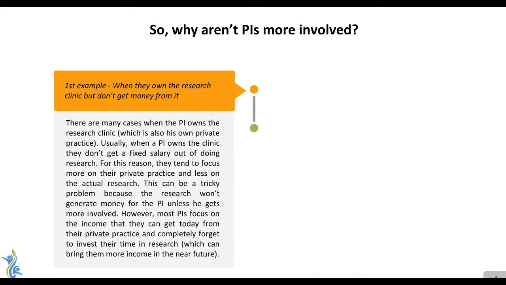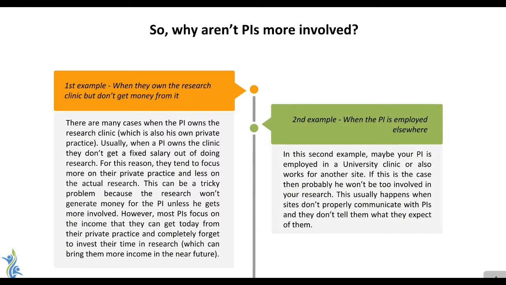There are a few reasons why PIs don't get more involved. The first example is when they own the research clinic but aren't getting too much money from it. Unfortunately, they'll focus on their private practice and let the research site fall by the wayside. But this is tricky because if they're not giving the proper amount of time, they're not going to see any income generated from the research site. So it's a catch-22 of sorts.